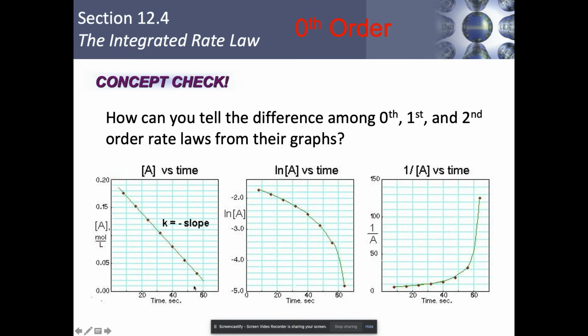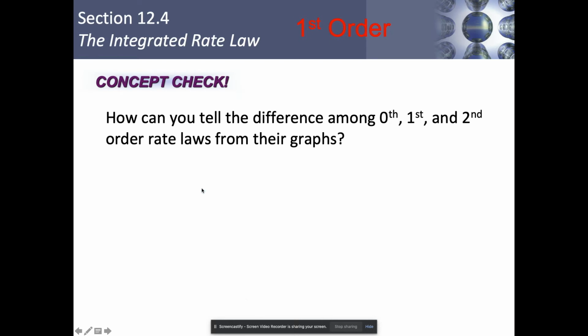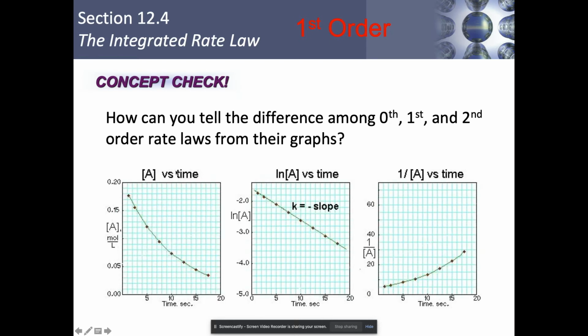So again, if it's a negative slope, it's going to be one of two of these, because only one of them gives you a positive slope. And then if we take a look at our unit here, or at our value, we have moles per liter. That's it. Not natural log, not 1 over, so this has to be 0 order. But let's see what that would look like if it was first order. If it was first order, notice we have a negative slope. And again, it is because we are using the natural log of A that we get a negative slope.